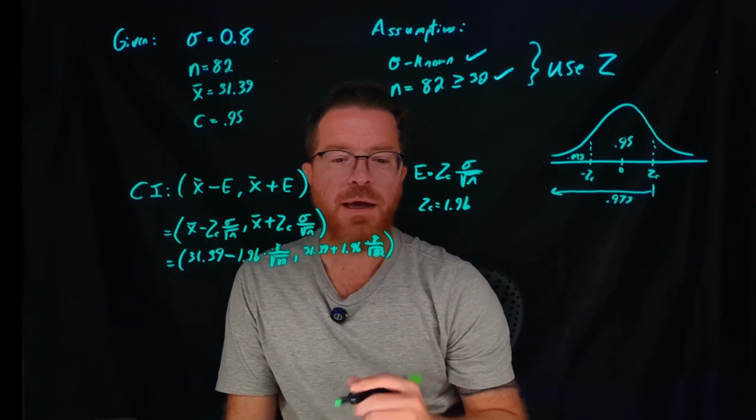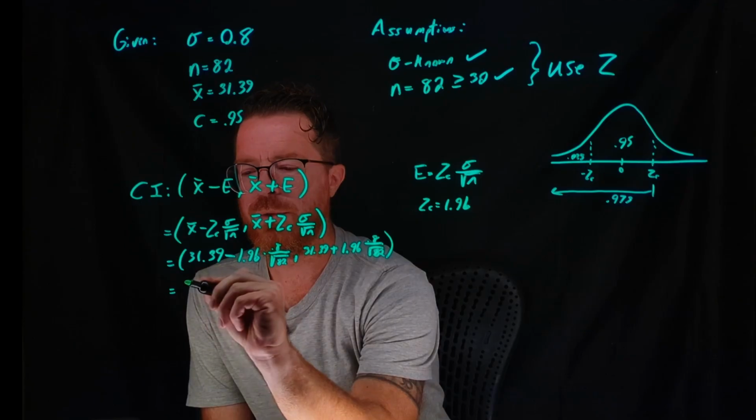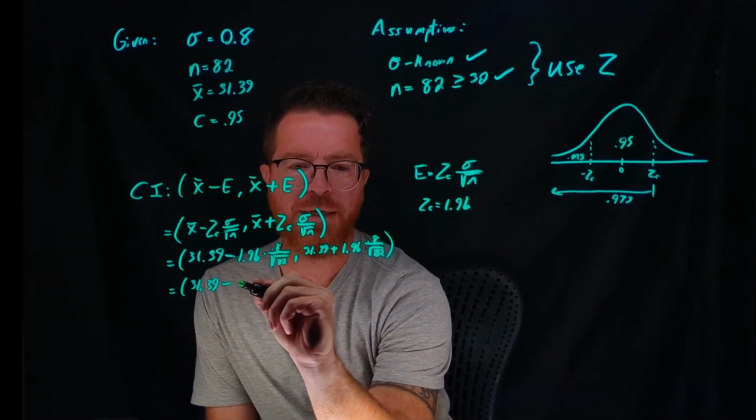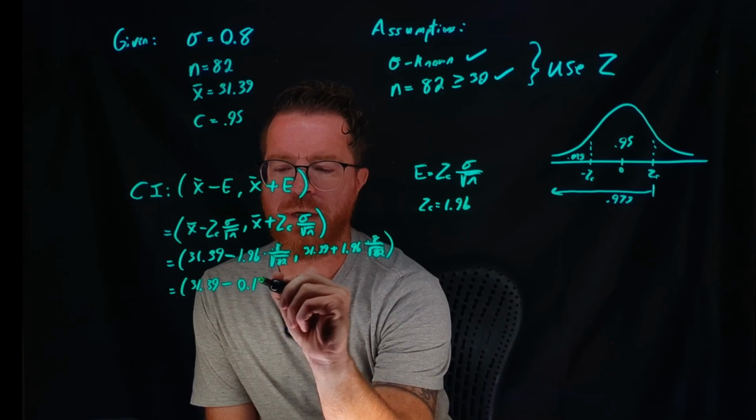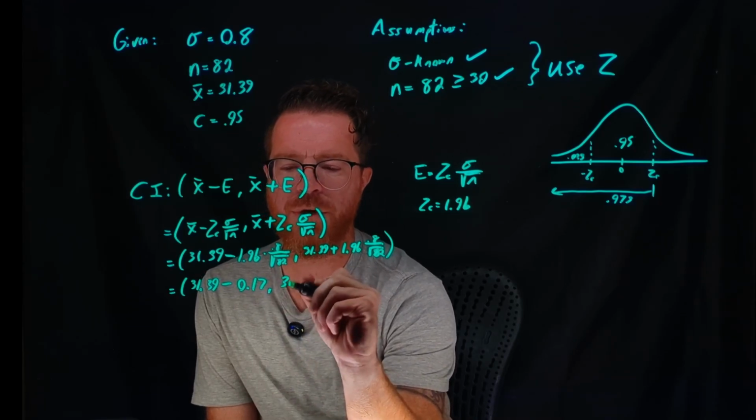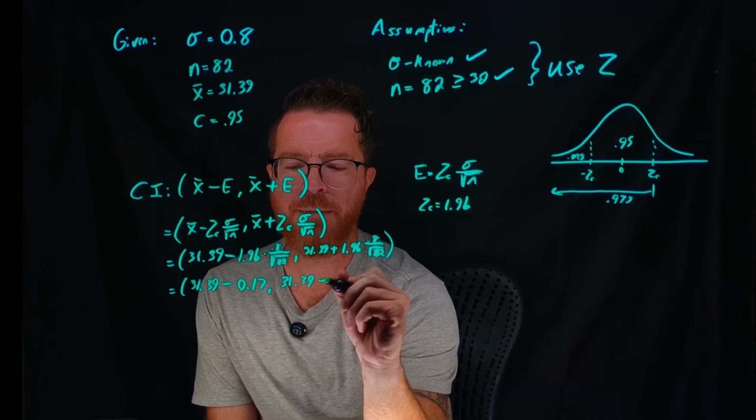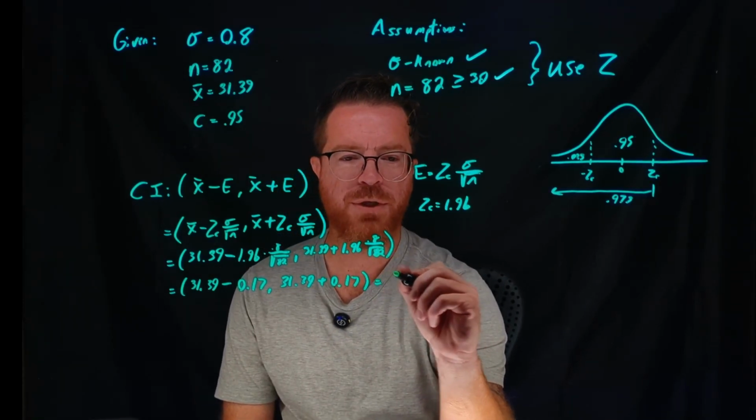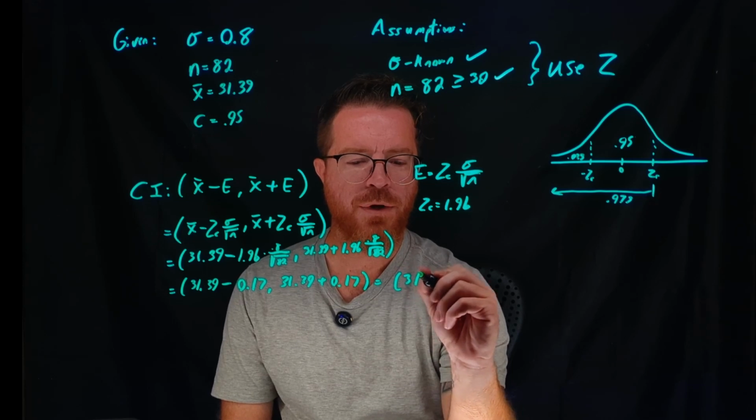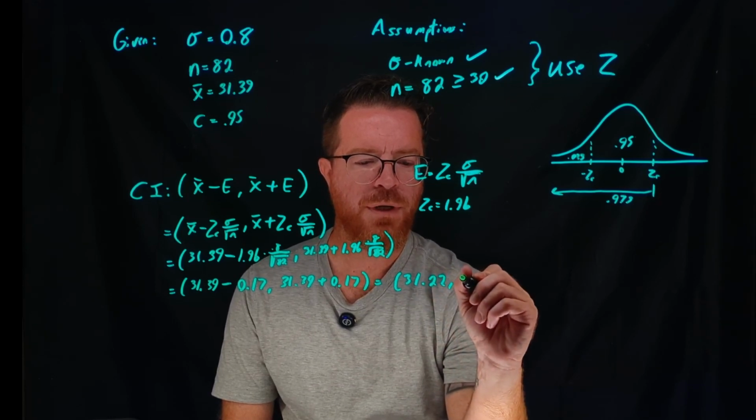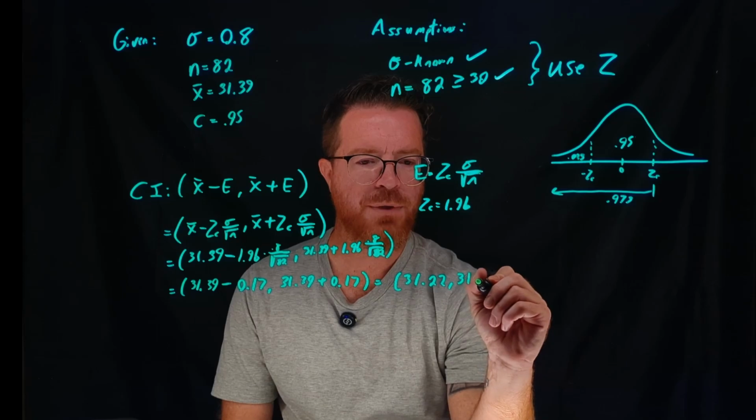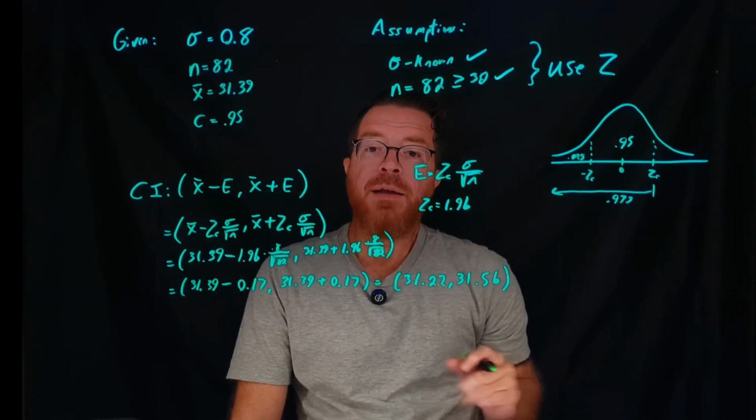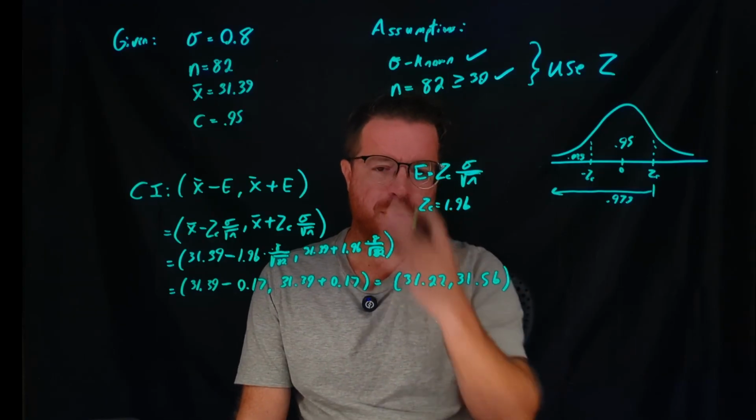So once we do that, we are going to get that this is equal to 31.39 minus 0.17 up to 31.39 plus 0.17, which is going to be equal to 31.22 up to 31.56. Now, the last part of the problem asks you to interpret the results.